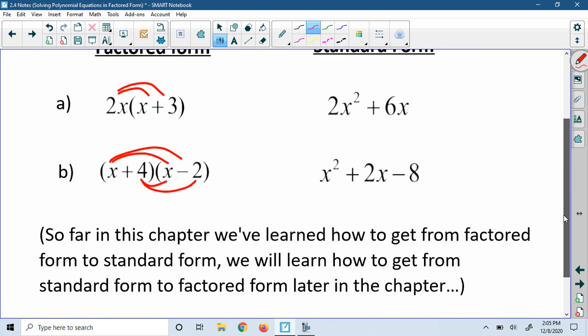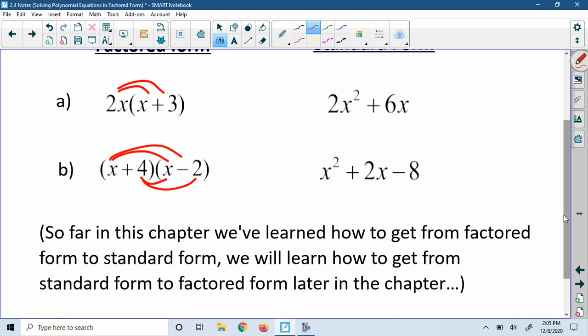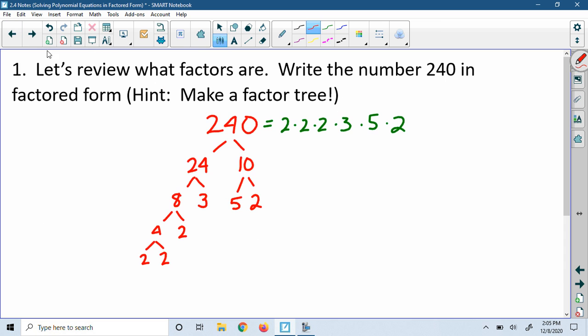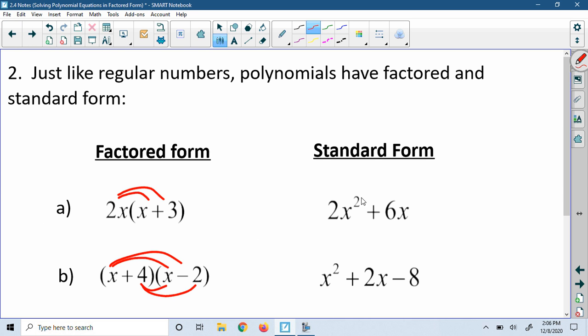Now, in the future, what we're going to focus on is going from standard form and how we break that up into factored form. Just like we broke 240 up, we want to take these polynomials and break them up into their factors. That's a big part of this year in math: factoring.